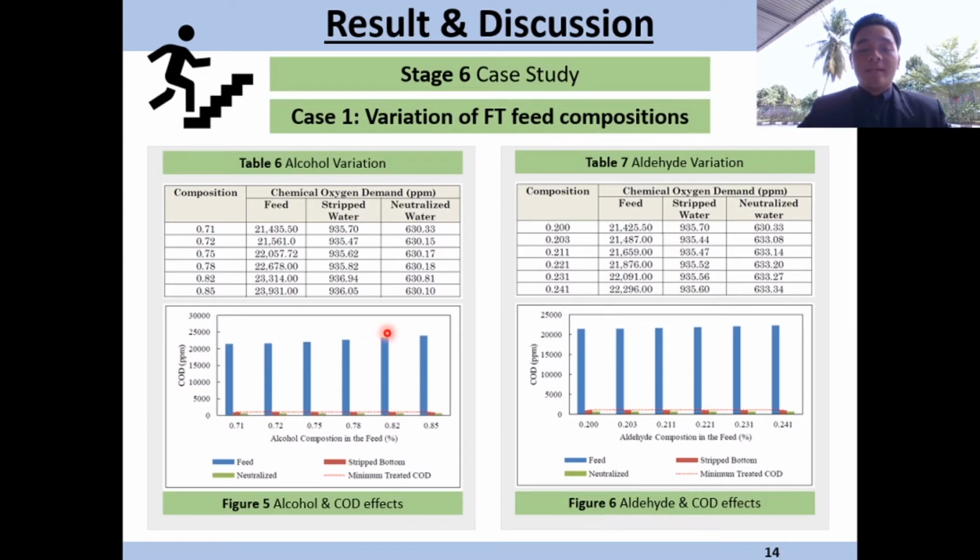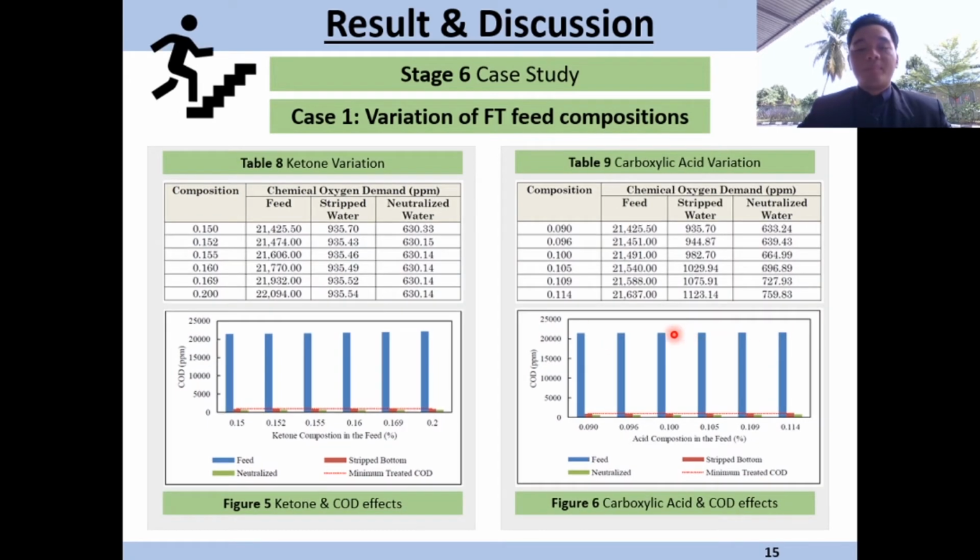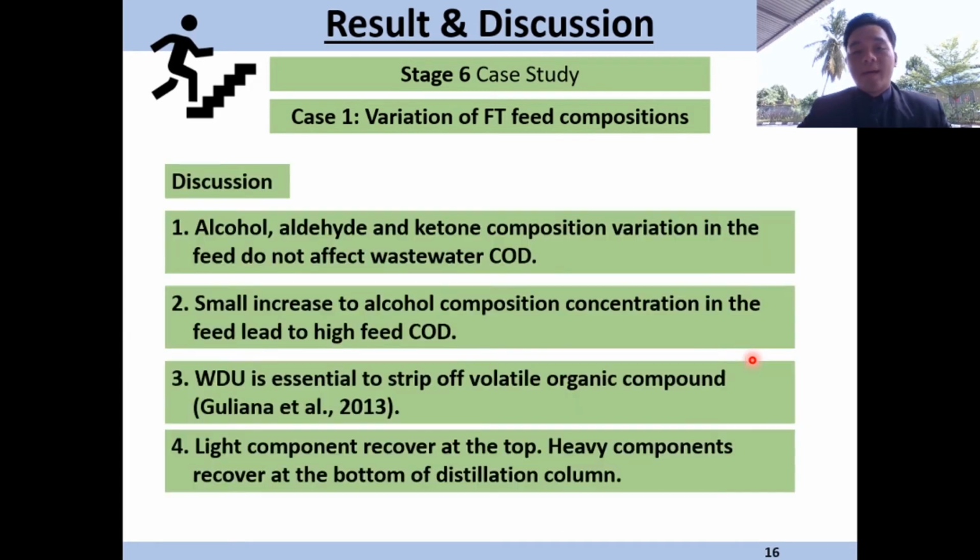COD of the feed. And the same goes to the aldehyde, increase in the composition but shows a constant trend. And ketone also shows the same trend to the feed COD, as compared to the carboxylic acid in table 9. So this indicates that alcohol, aldehydes, and ketone composition variation in the feed do not affect wastewater COD. And a small increase in alcohol composition concentration in the feed leads to high feed COD.